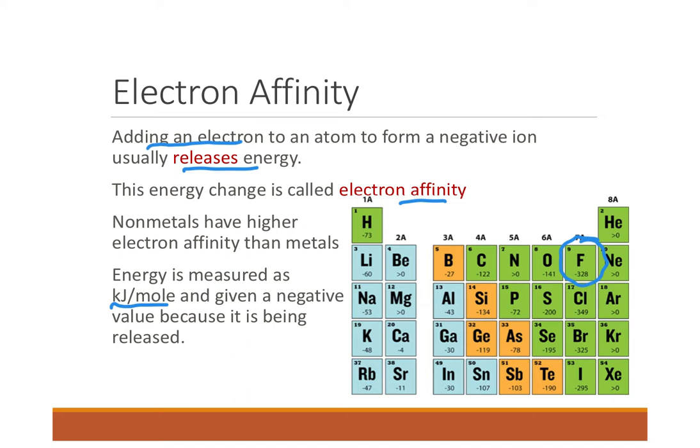And it is also given as a negative value, not because it's related to negatives and positives as we usually think of it in math, but whenever energy is released, it is listed as a negative value. So nonmetals have higher electron affinity because they are able to give off more energy when they add that electron.